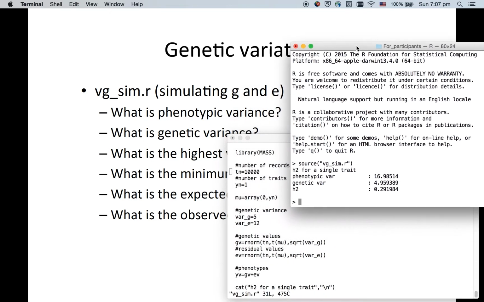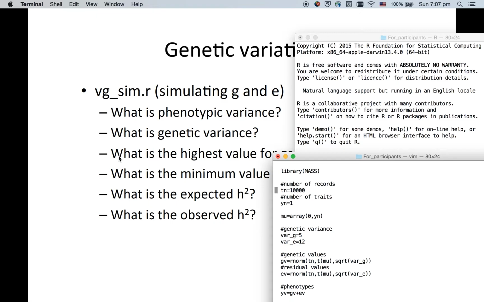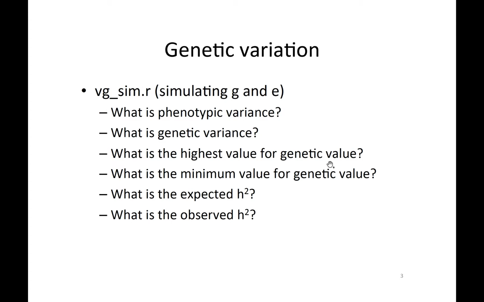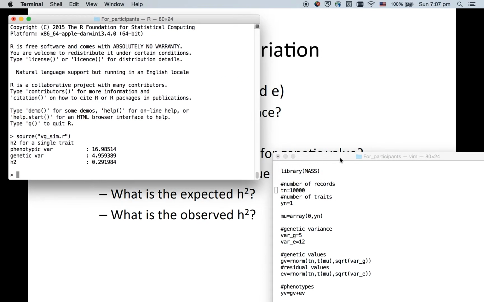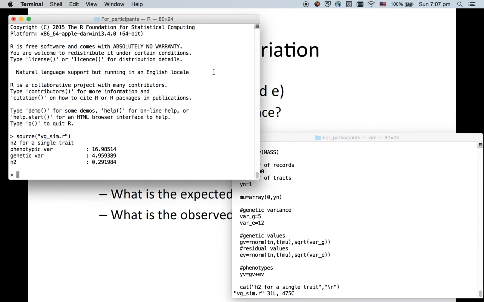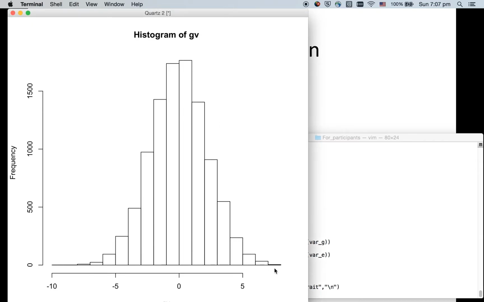And what is the highest value for the genetic value? We can see the maximum and minimum values. Also, first maybe we should look at a histogram. So we can draw a histogram from the genetic values, and we get something like this. The maximum value is around 9 and the minimum value is around -9.